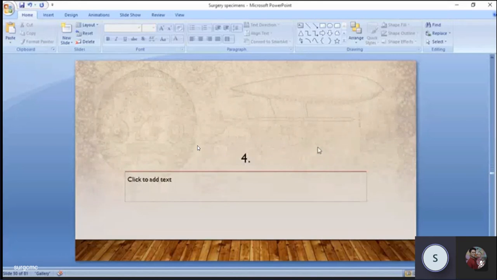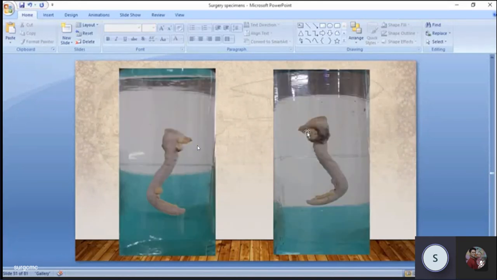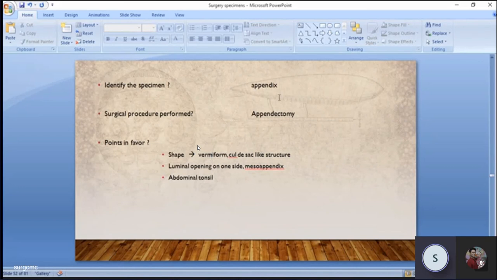Okay. So next one. This is an easy one, very important and commonly given. If you have 2 or 3 specimens, you will definitely face this one. So what is the specimen? Appendix, you know. What is the surgical procedure performed? It is appendicectomy, either lap or open.